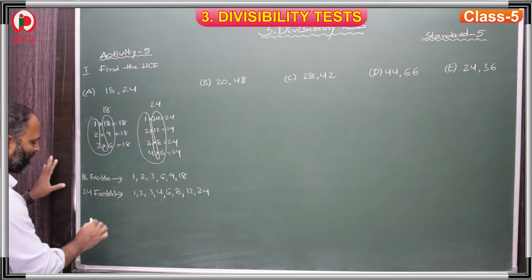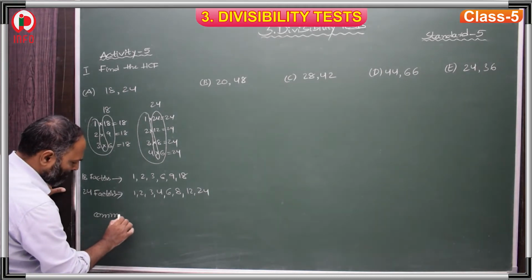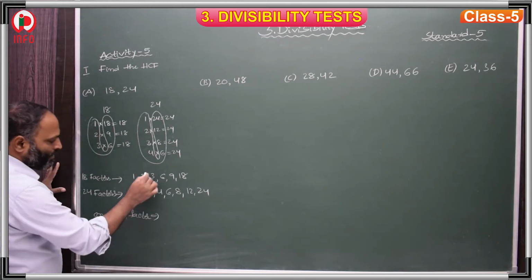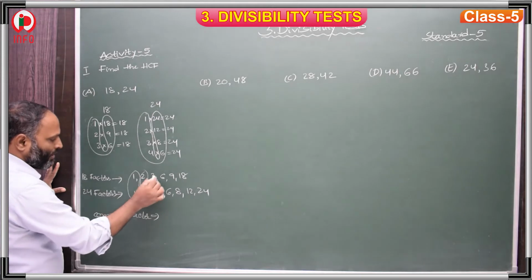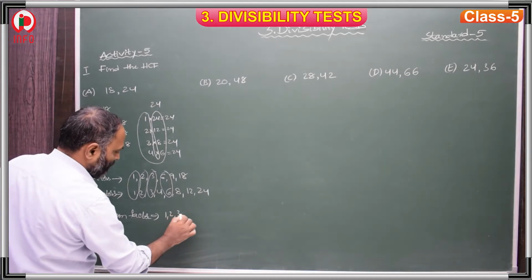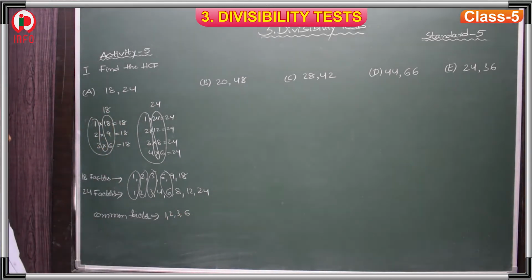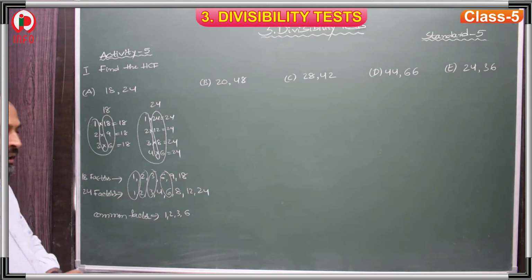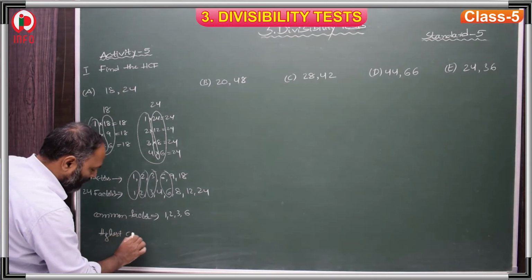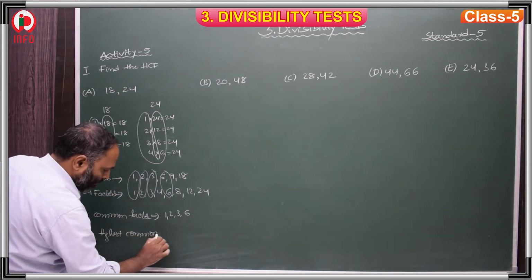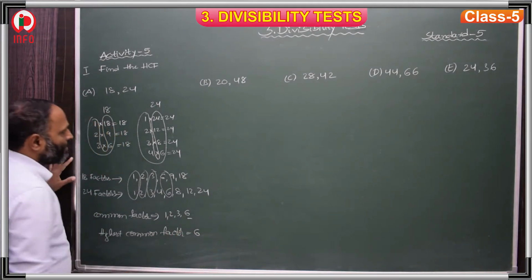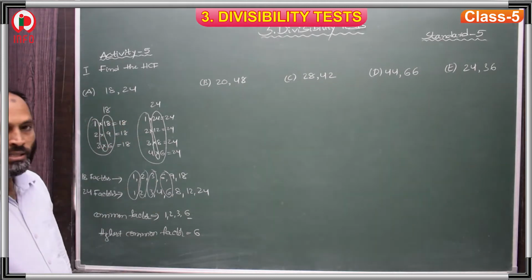Now you take the common factors. 2 is common, 1 is common, 3 is common, and 6 is common. 1, 2, 3, 6 are the common factors. Other than this, nothing is common. Then get the highest common factor. The highest common factor is 6. So the HCF of these two numbers is 6.